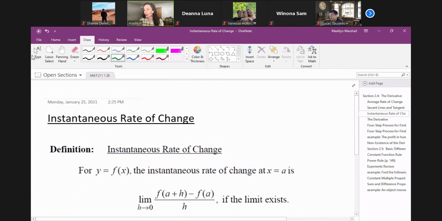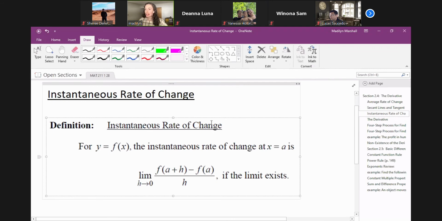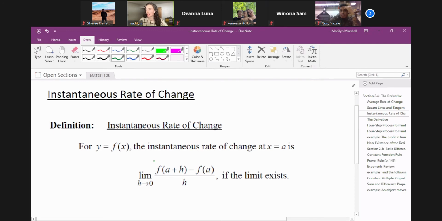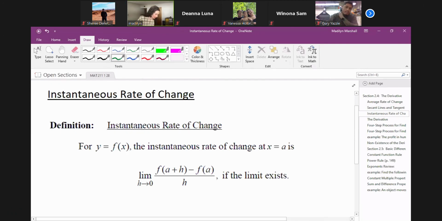So wait, let me move this example out of the way for a minute. So instantaneous rate of change is that exact same formula. So this is the average rate of change formula. It's just that we're taking that h and making it closer and closer to 0. So we're taking the limit as our h gets closer to 0. The limit as that green dot gets closer to the purple dot. And this is in the book as well, on page 135.